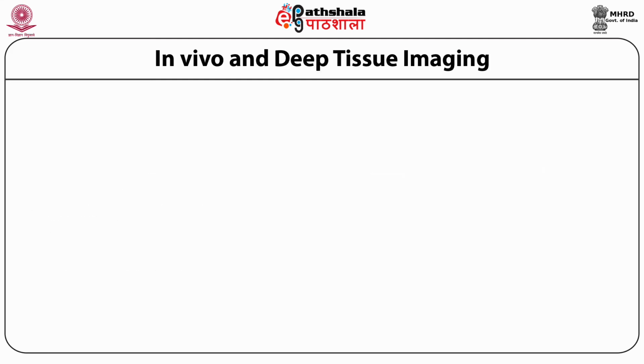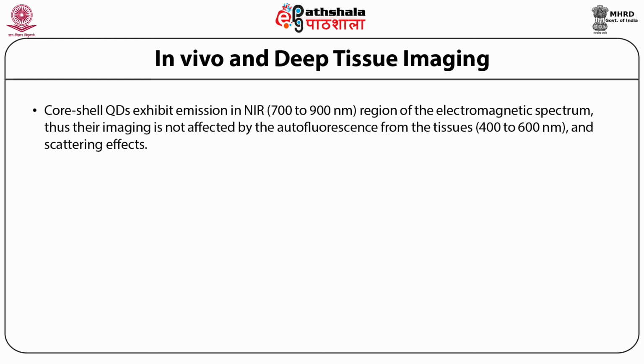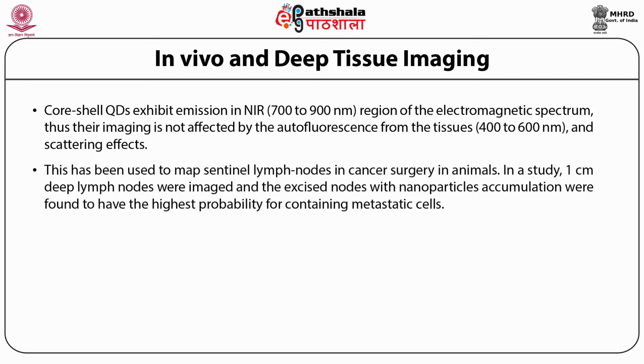We will next study the in vivo and deep tissue imaging. Core shell quantum dots exhibit emission in NIR, that is 700 to 900 nanometer region of the electromagnetic spectrum. Thus, the imaging is not affected by the autofluorescence from the tissues, which is 400 to 600 nanometer, and scattering effects. This has been used to map sentinel lymph nodes in cancer surgery in animals.